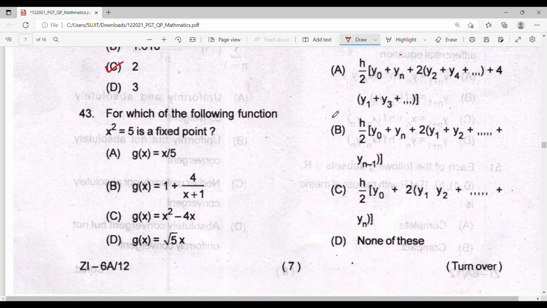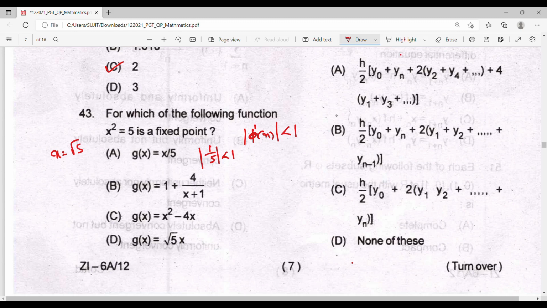Here the question asks: for which of the following functions is x square equal to 5 a fixed point? x square equal to 5 means x is equal to root over 5. We have to find which function g(x) is the fixed point iteration function. In fixed point iteration, if we write the function as phi of x, then mod of phi dash x is always less than 1. Here g dash x is 1 by 5, and its mod is always less than 1.